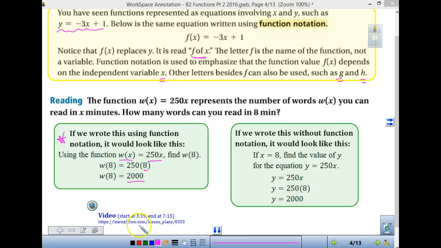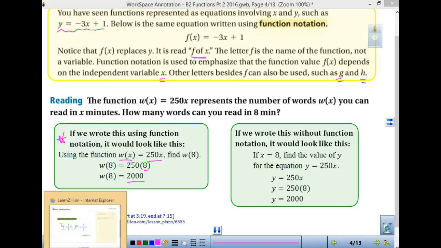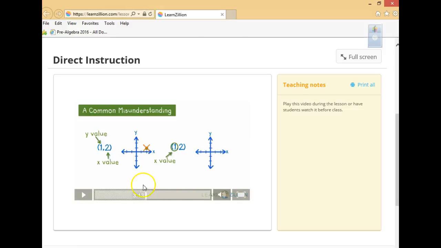We are now going to take a look at this video. As you watch this video, I'm only going to look at a certain part of it, and it explains what we are talking about here.